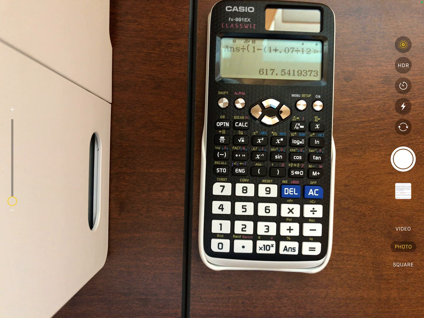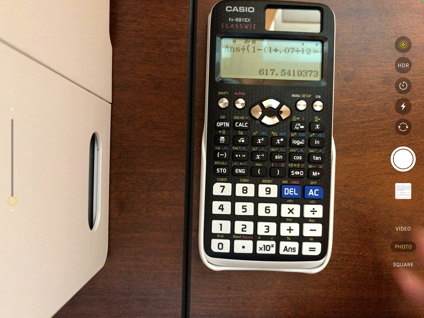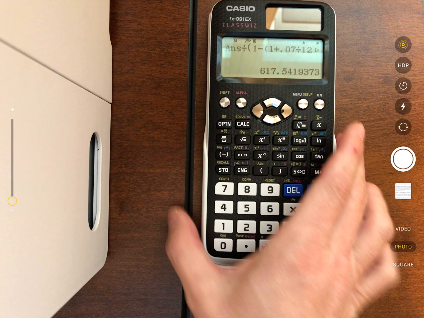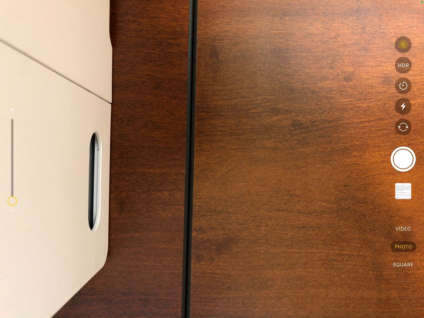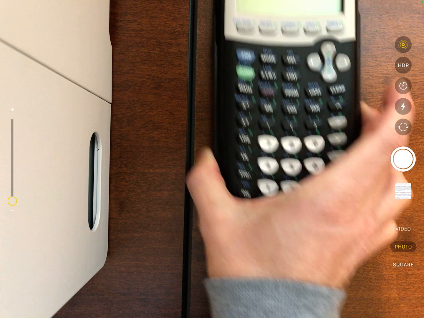Okay, I'm going to push enter, and I ended up getting $617.54 if I was rounding to the nearest cent. My payment every month will be $617.54. All right, try it on your calculator. That was with a scientific calculator.